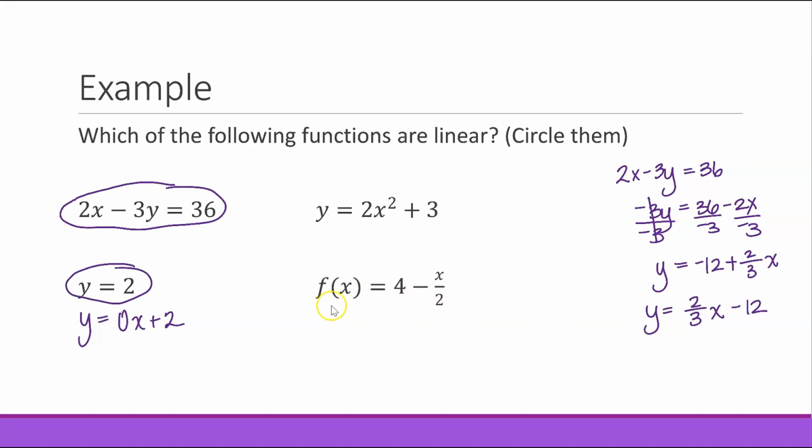And then finally, f of x equals 4 minus x over 2. So first I want to think about this as 4 minus 1/2 x. So I can think about this as 1/2 times x. And then here, I can switch the terms by the commutative property. So negative 1/2 x plus 4. And then I can really see that mx plus b taking shape. So this is also a linear function.